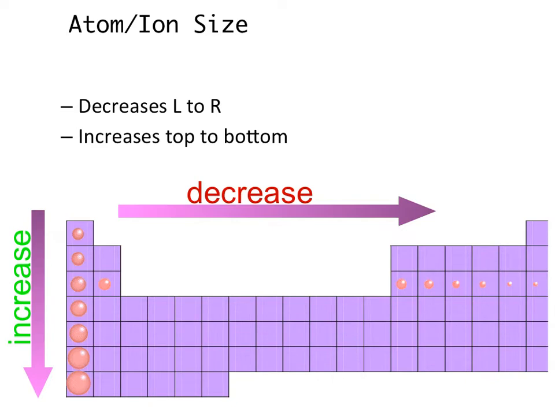Now, the trend for your atom size and also your ion size is that it decreases from left to right. So basically, as you go from left to right, you're getting smaller. Okay, and as you go from top to bottom, you're getting larger. Okay, so knowing the trend is important, knowing what to expect. You should be able to look at two atoms that are adjacent to each other and indicate the size of that atom and how they compare to one another. And you can use these trends. However, you also need to be able to explain why.